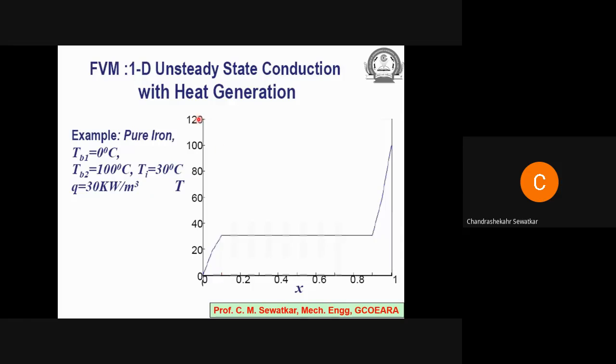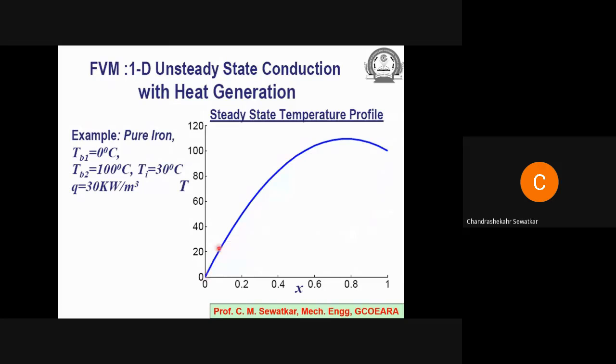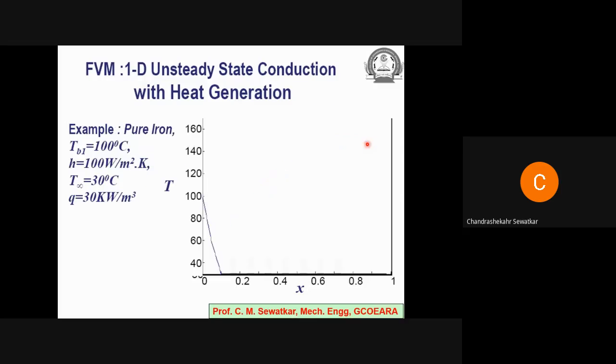Similarly, here is a 1D unsteady state heat conduction with heat generation. The boundary conditions are TB1 is 0, TB2 is 100 degrees Celsius, and there is a heat generation of 30 kilowatt per cubic meter. Then at a particular time instant, how the temperature looks like, and then when the steady state is reached, how the temperature looks like. When the steady state is reached, because there is a heat generation, the maximum temperature is reached somewhere in between. It's not at the end. Because of heat generation, there is a rise in temperature in the rod.